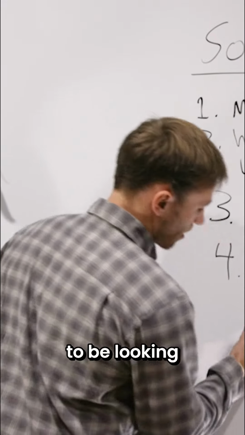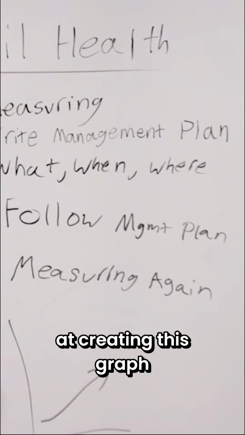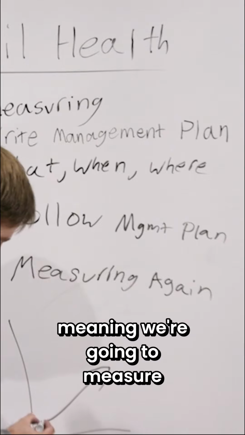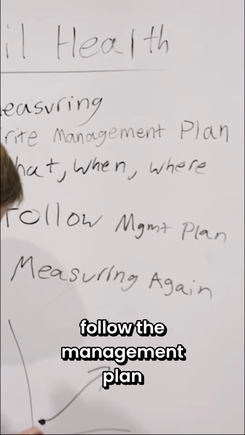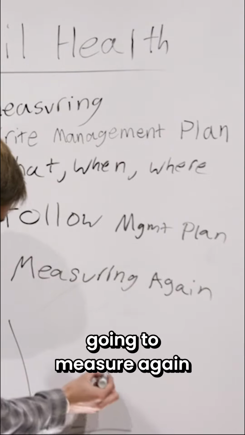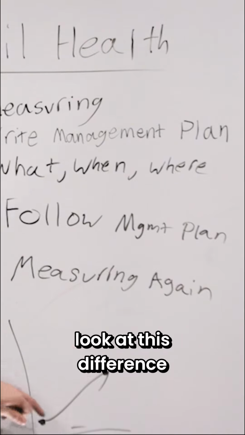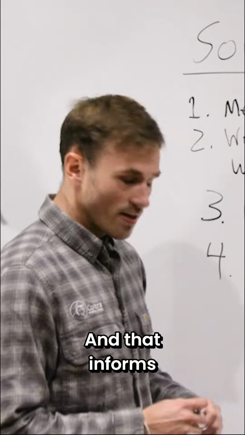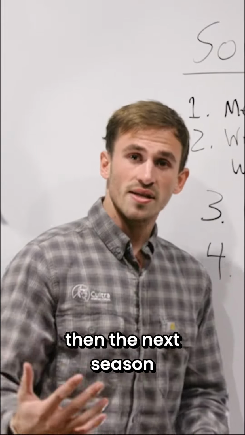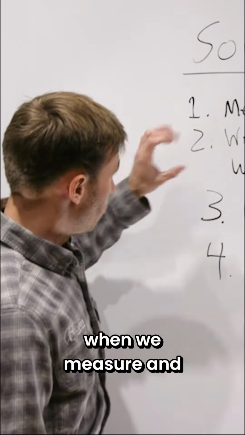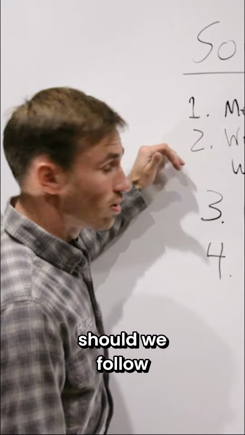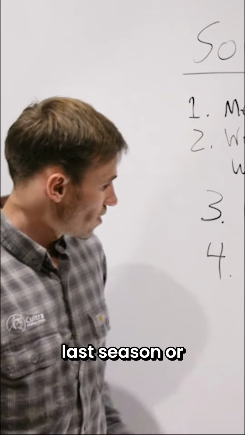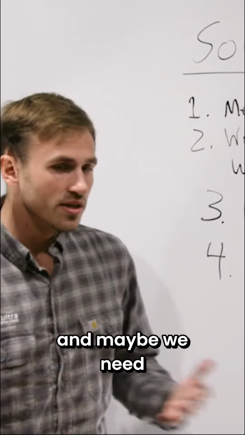We want to be looking at creating this graph in our soil, meaning we're going to measure, we're going to follow the management plan, and then we're going to measure again, and we're going to look at this difference. Is this going up or is this going down? And that informs us that for the next season when we measure and write a management plan, should we follow what we wrote last season, or did our number actually go down and maybe we need to make some tweaks?